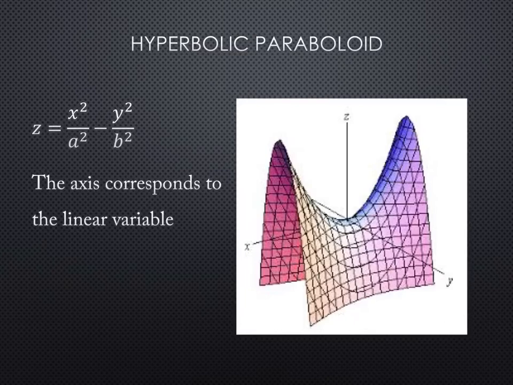The axis, again, corresponds to the linear variable. How does this equation differ from our elliptic paraboloid on the previous screen? It's subtraction instead of addition. Yeah, I still have one of the variables that's not squared, but I have subtraction between my two squared variables instead of addition between them. And then we end up with a hyperbola that's happening for us. So it's a hyperbolic paraboloid.